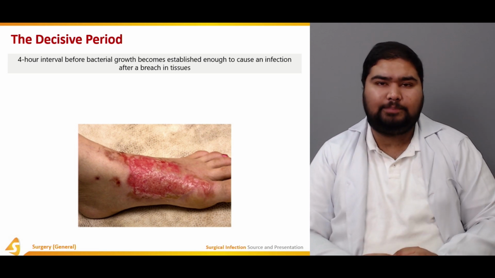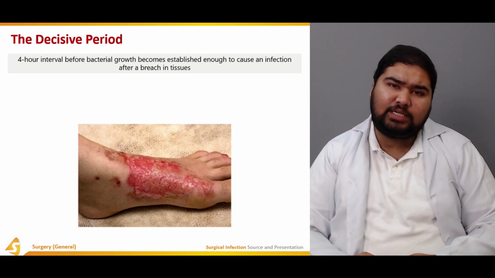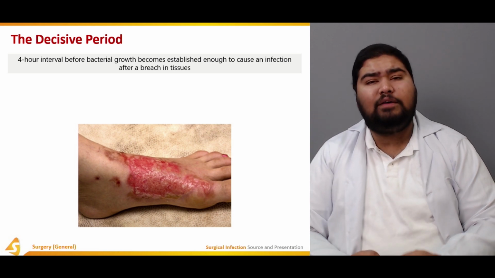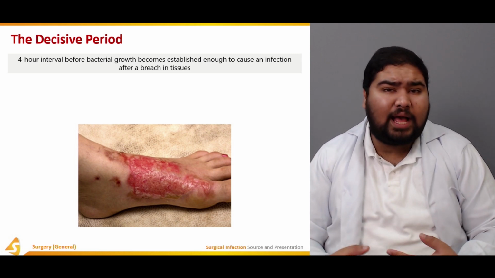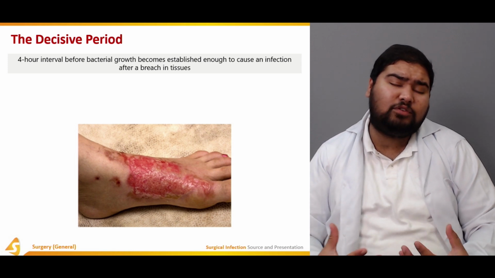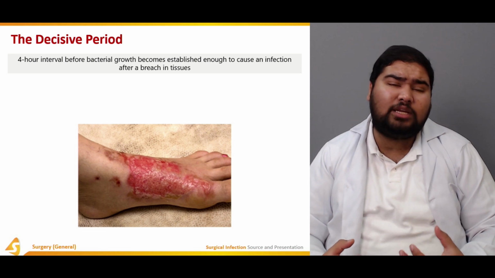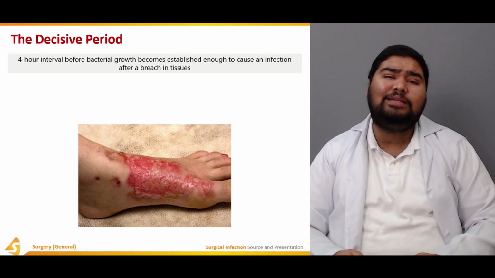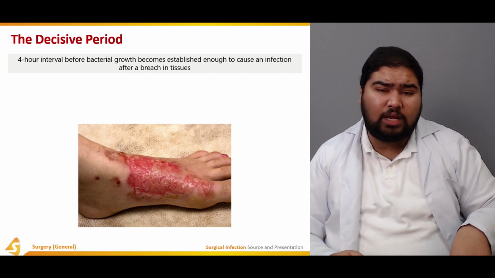So what happens? There's a breach in the tissue. The bacteria has penetrated and invaded the body. Now, after the penetration and invasion of the body, the bacteria have to multiply themselves in sufficient amounts. They have to establish a colony of sufficient magnitude, of sufficient amount, so that they can produce infection in the body.